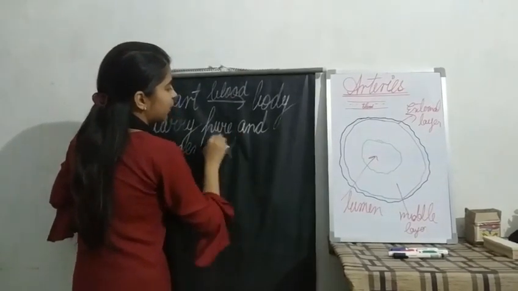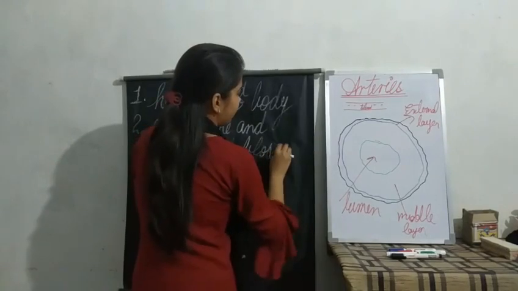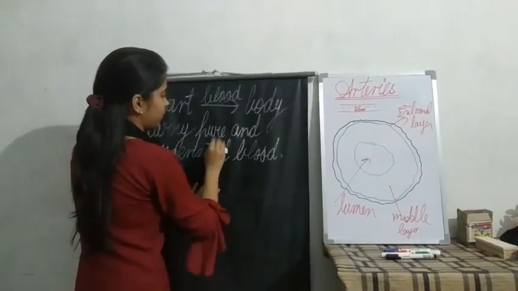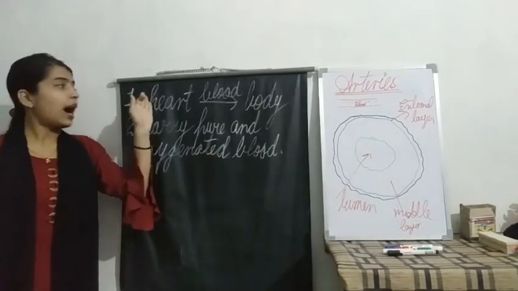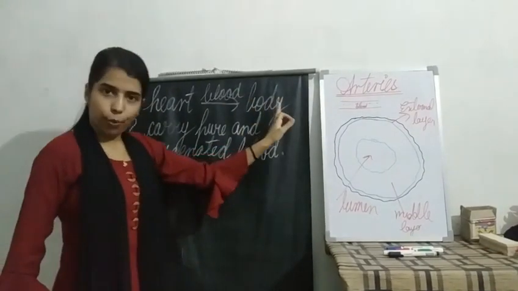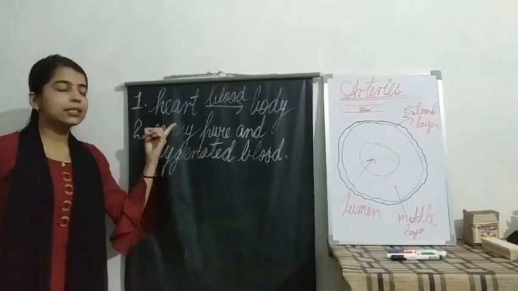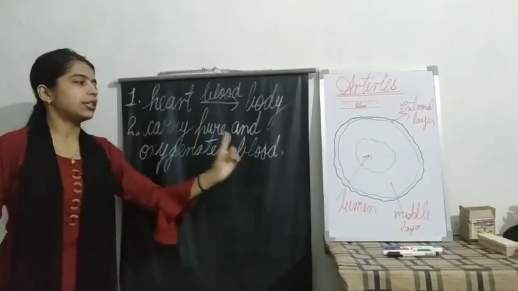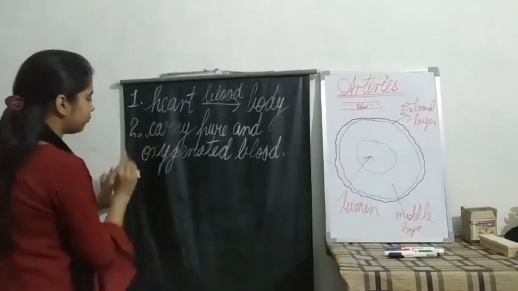Oxygenated means the blood which is rich in oxygen. So, the first point is the arteries will carry the blood from the heart to the body parts, and since they are carrying the blood from the heart, they will carry the pure and oxygenated blood. Clear?